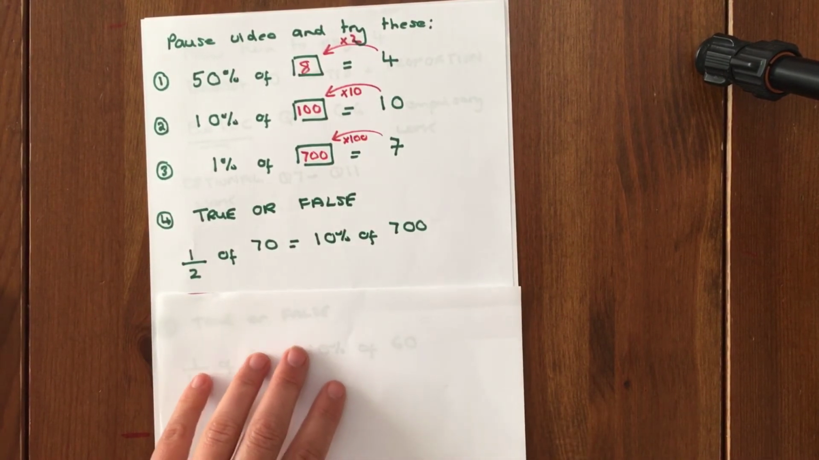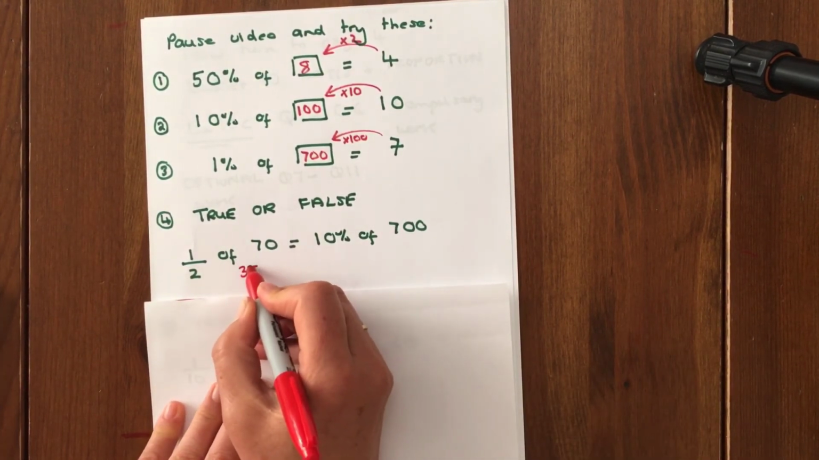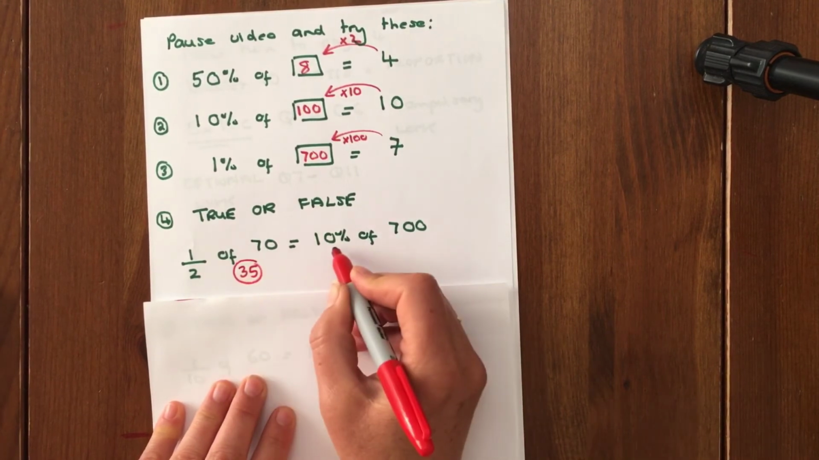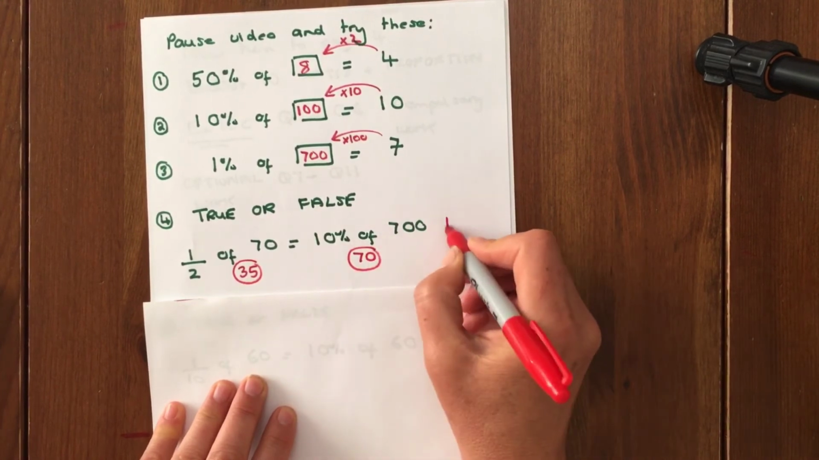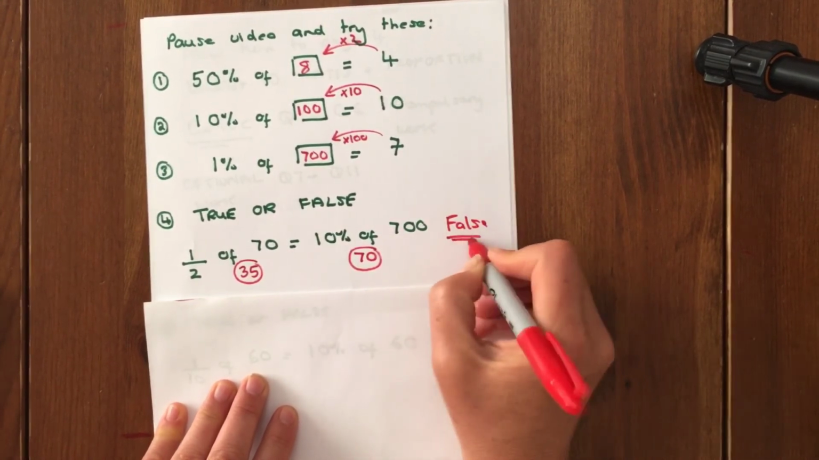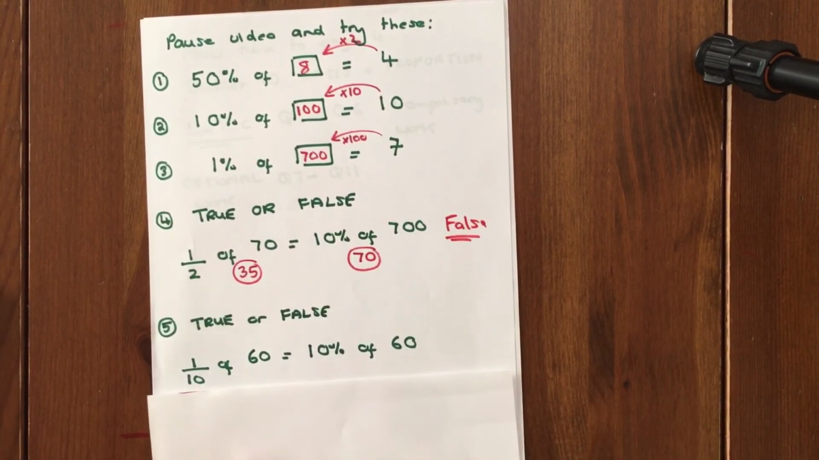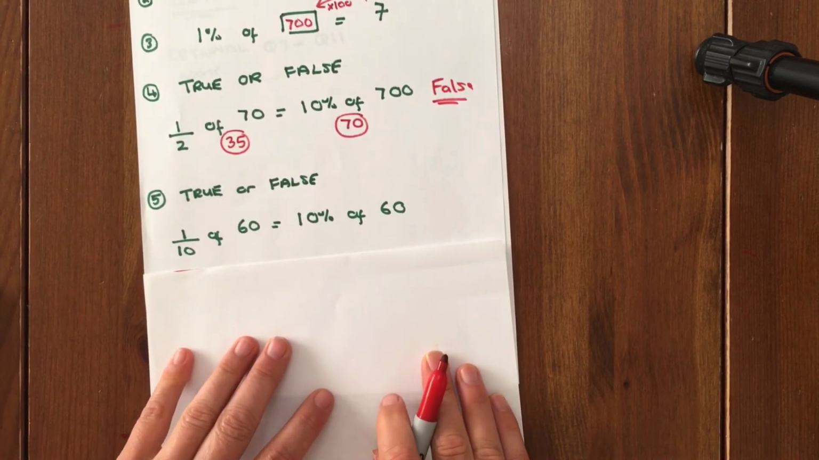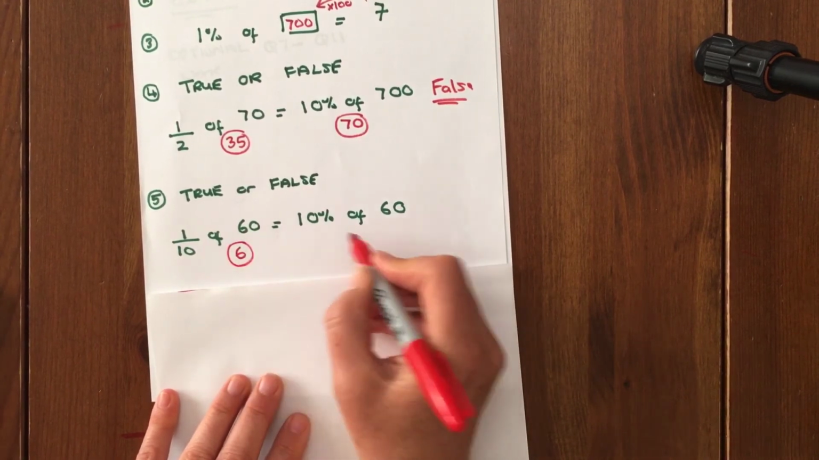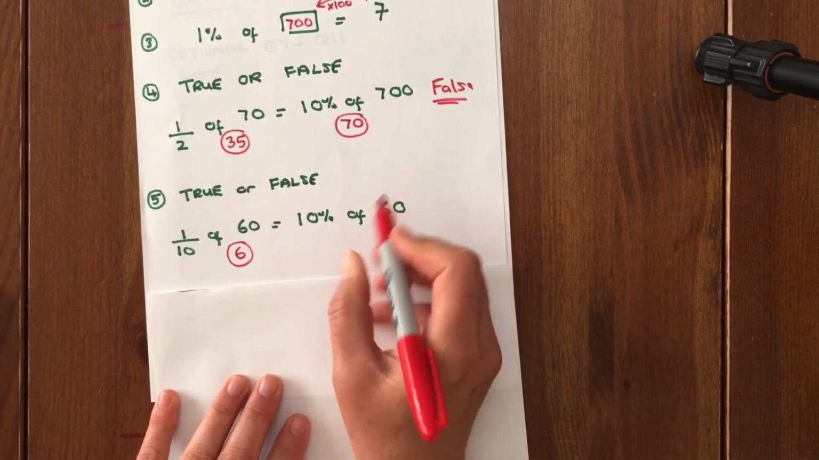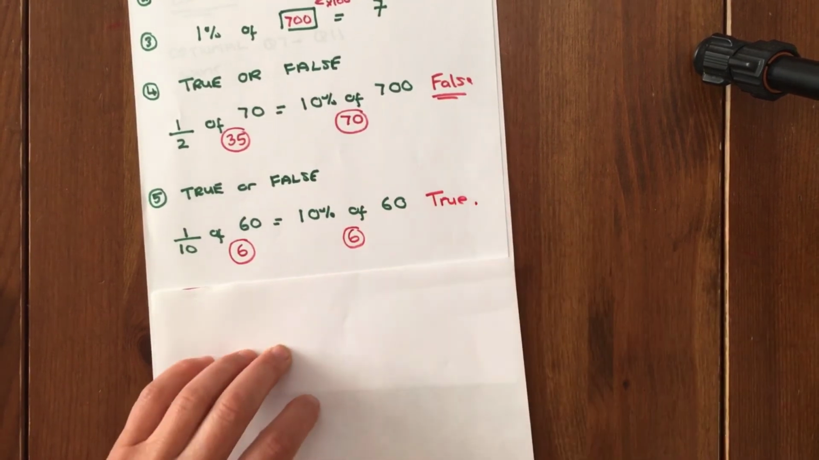Okay, true or false? Well, I know half of 70 is 35. Divide by 2. And 10% divided by 10 is 70. So this is definitely false. I had to work out this answer, and they're not the same. So it's false. And the last true or false question. Well, 1/10 of 60 is 6. 60 divided by 10. And 10% of 60, i.e. divide by 10, is also 6. So this one is true.